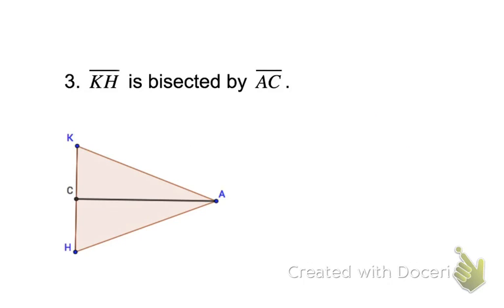Number 3, KH is bisected by segment AC. So that means segment AC is cutting the segment KH in half. So I'm going to use tick marks to show that KC and CH are congruent. And then I'm going to write it using symbols. KC is congruent to segment HC.